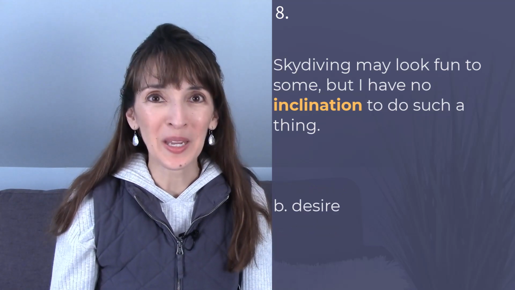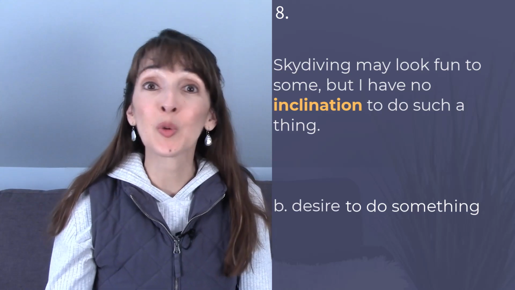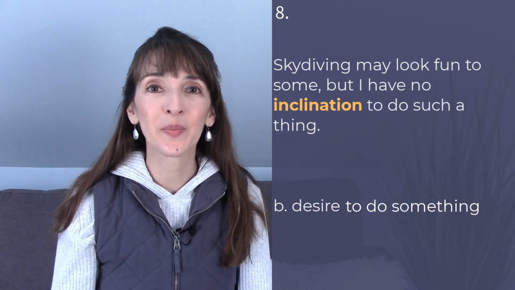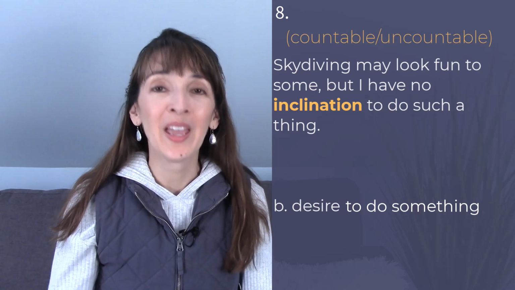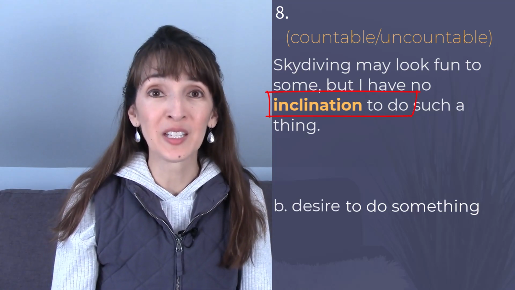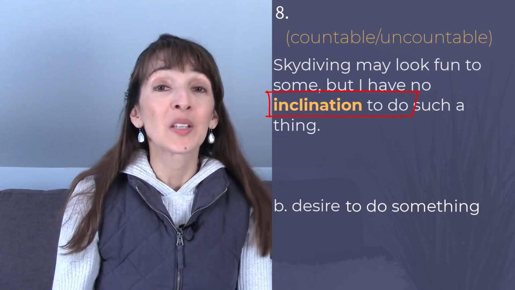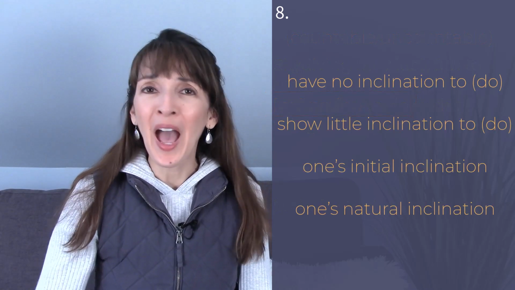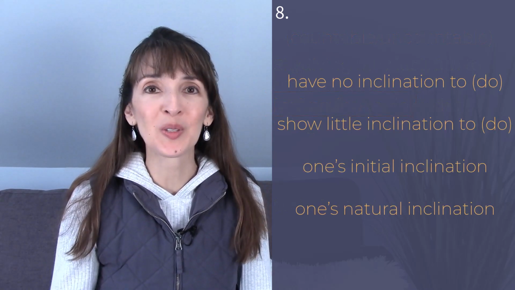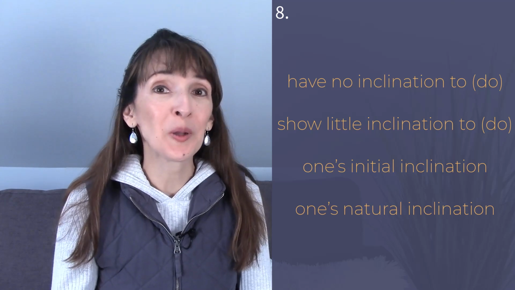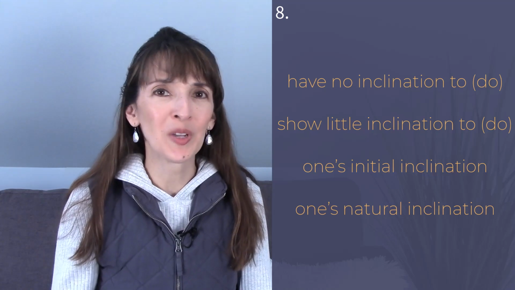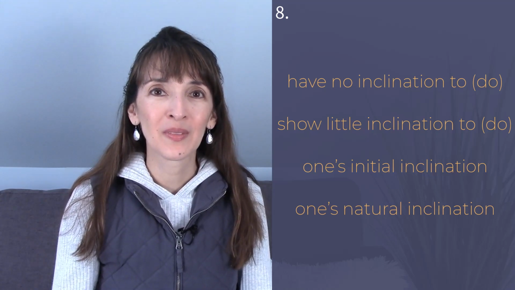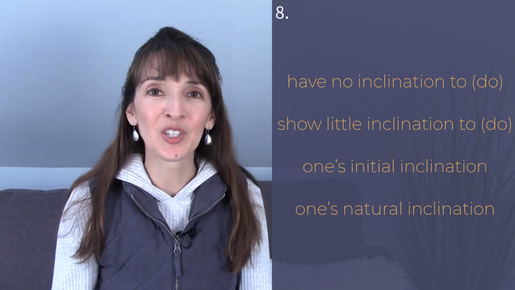The answer is B. Inclination refers to a desire to do something. It can be a countable or uncountable noun, and it's usually followed by an infinitive. Some common phrases include have no inclination to do something, show little inclination to do something, one's initial inclination, one's natural inclination.